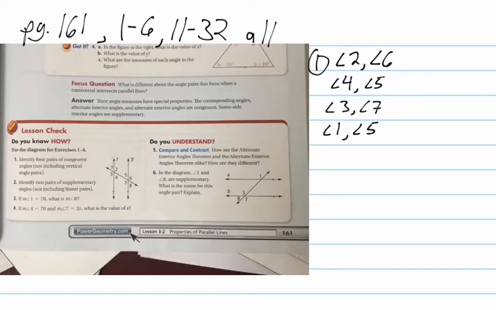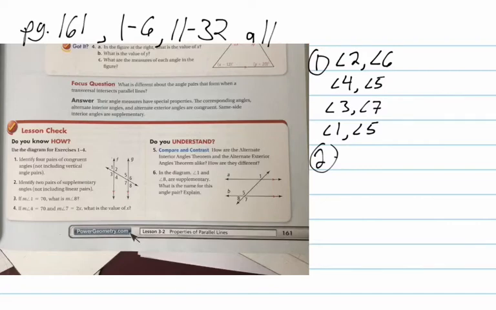Identify 2 pairs of supplementary angles, not including linear pairs. Supplementary angles. Number 2. 1 and 3, is that one? It's a linear pair. It says don't include linear pairs.